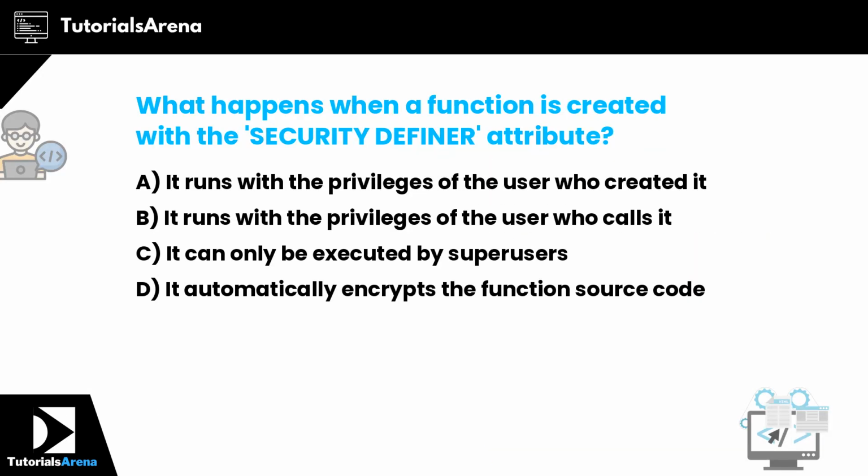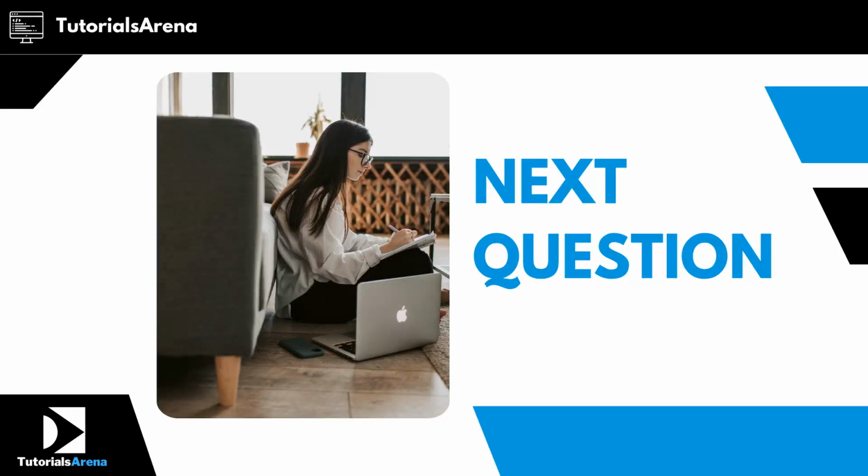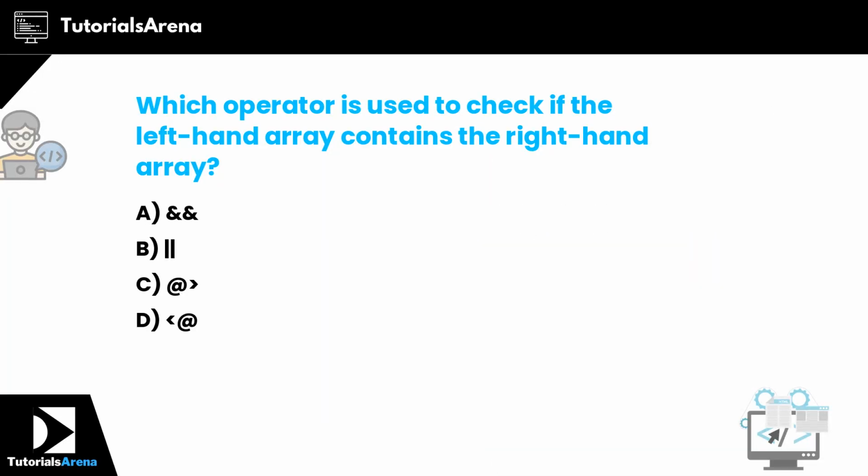What happens when a function is created with the security definer attribute? The correct answer is option A. It runs with the privileges of the user who created it. Which operator is used to check if the left-hand array contains the right-hand array? The correct answer is option C, @>.